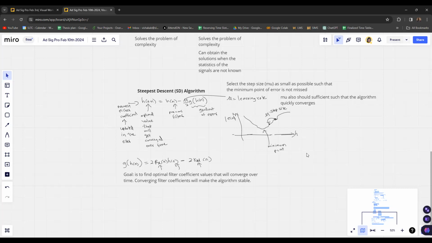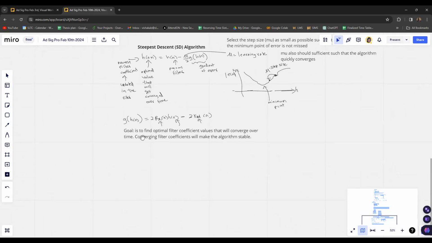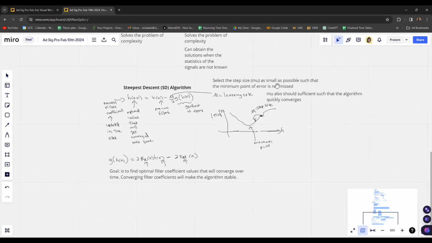The algorithm should converge, and also the algorithm should not miss the minimum point. So those things can be considered when deciding the mu value, the learning rate. So the goal is to find the values of the filter coefficients that will converge over time. In order for that to happen, as I said before, the converging will have to happen by considering these two factors related to the mu. So we can find values of mu that will enable the converging to happen, right?